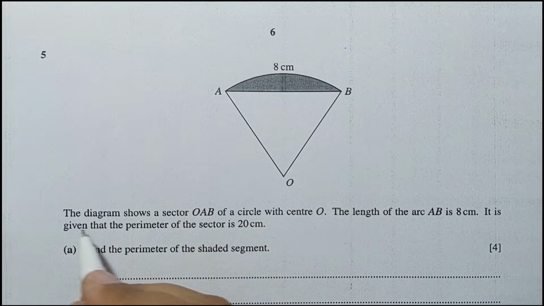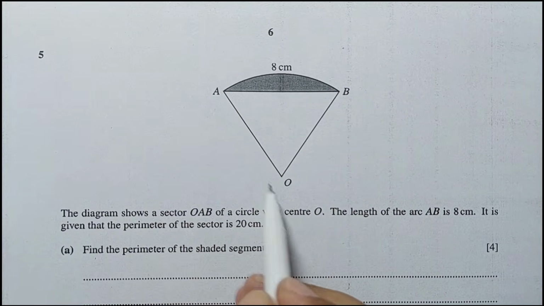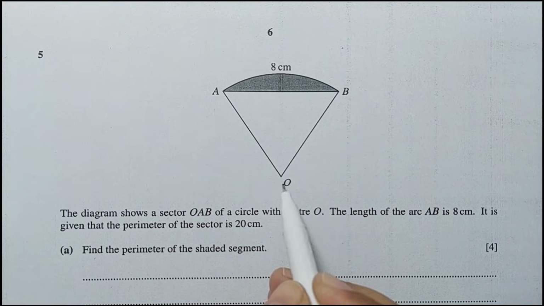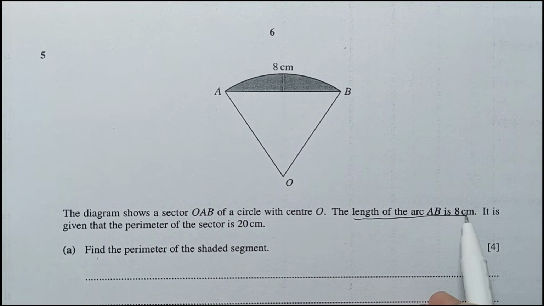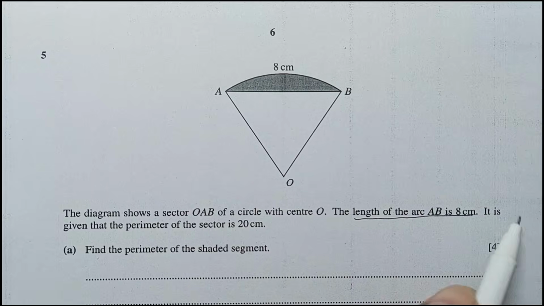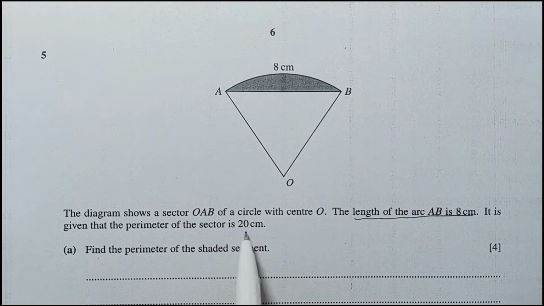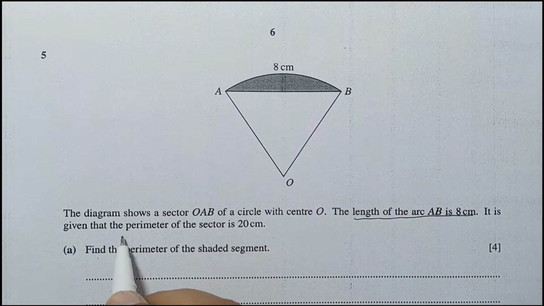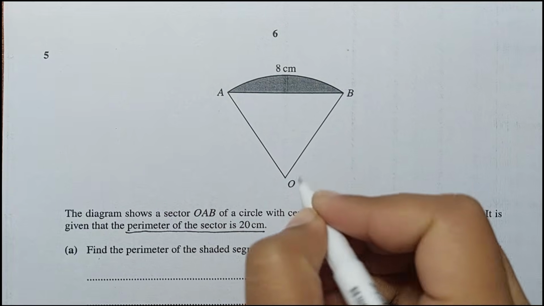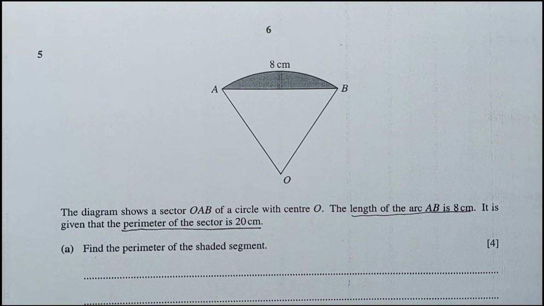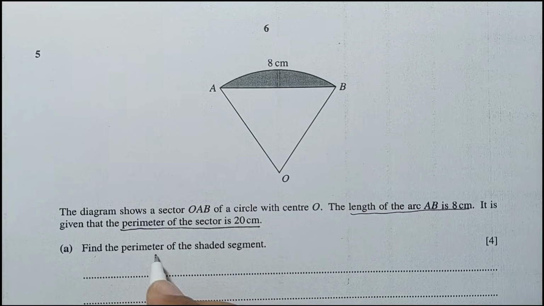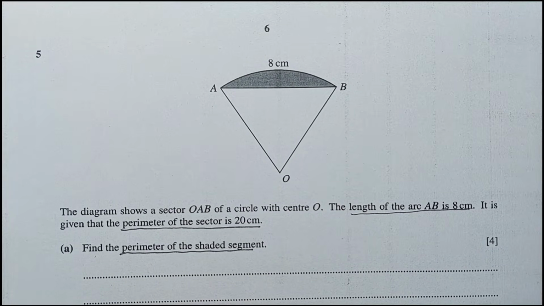Question number 5. The diagram shows a sector OAB of a circle with center O. The arc length AB we have been given, which is 8 centimeters. It is given that the perimeter of the sector is 20 centimeters. The whole sector perimeter is 20 centimeters, right? Okay, part A: find the perimeter of the shaded region only.